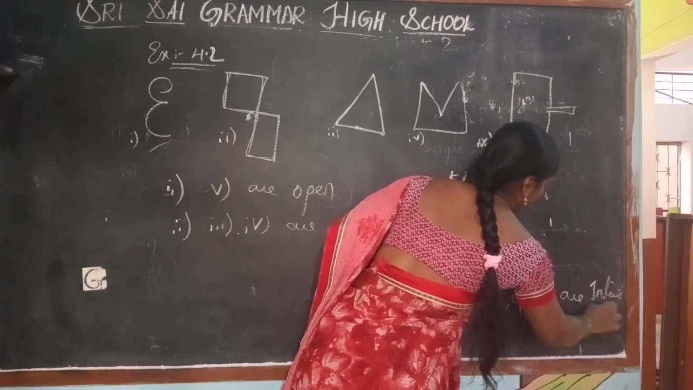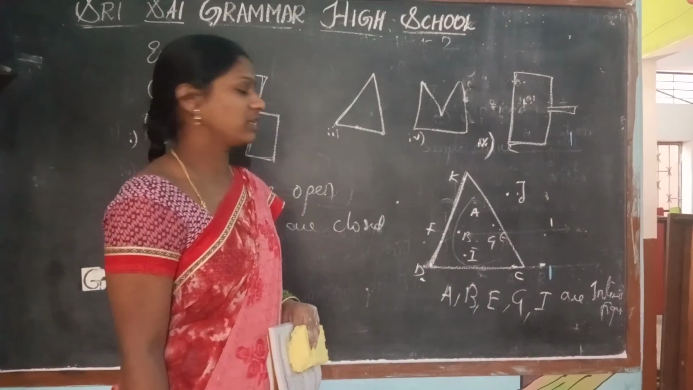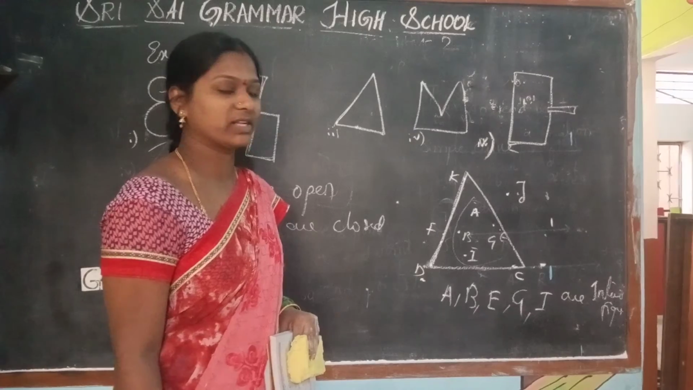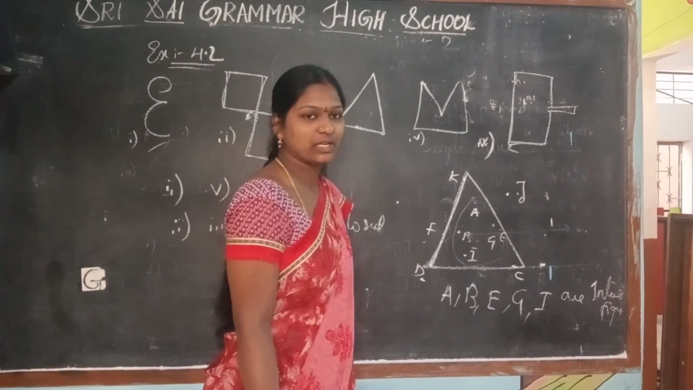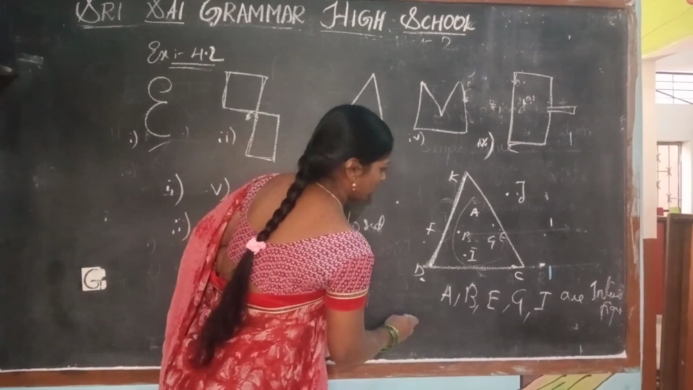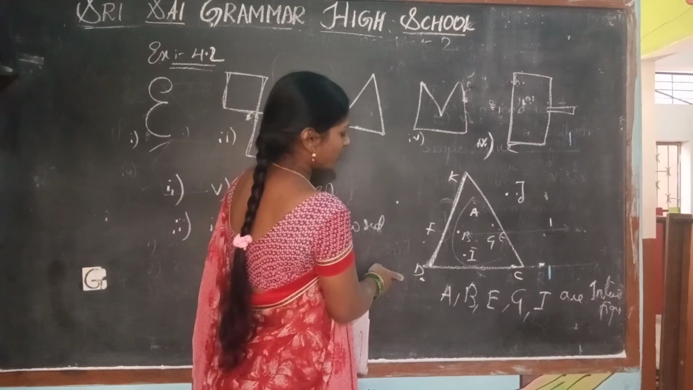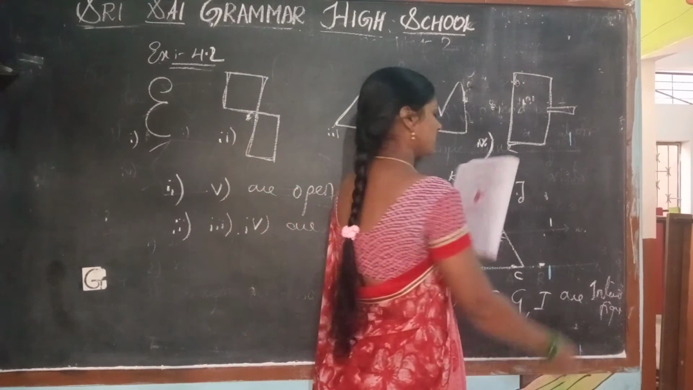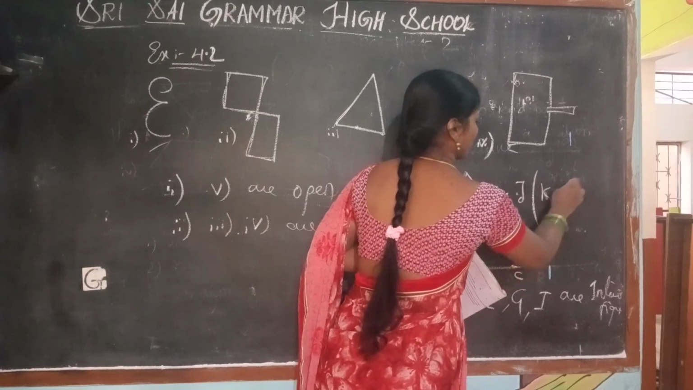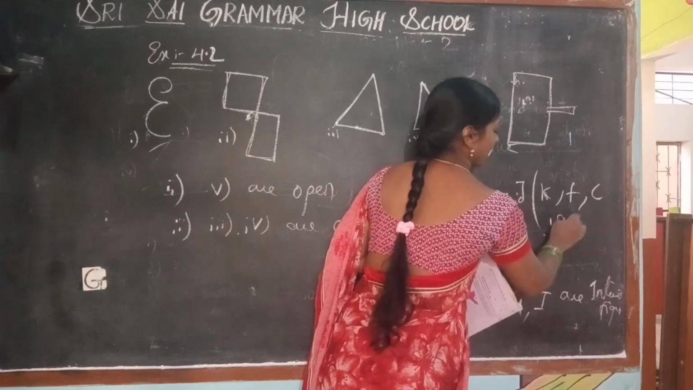Interior means which lie inside the figure. Which lie inside the figure are called interior points. Now the points which lie outside the figure are called exterior points. Which points are lying outside the figure? Point D, point K, point J. Yes, K, F, C are exterior.